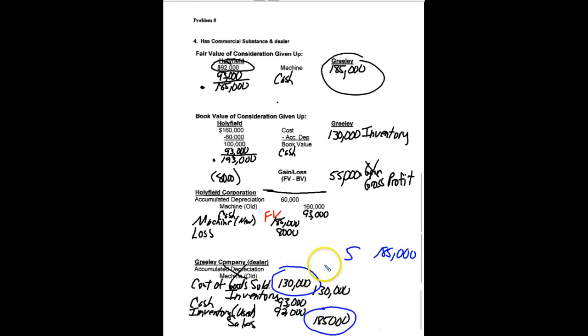We would subtract out cost of goods sold, $130,000. And there's our gross profit, $55,000. Just like I had said earlier, we would have gross profit. Okay, so there goes through a lot of different scenarios for a non-monetary exchange.